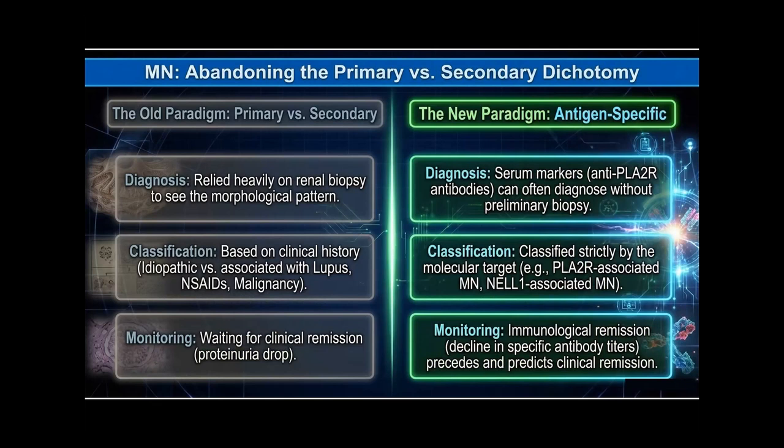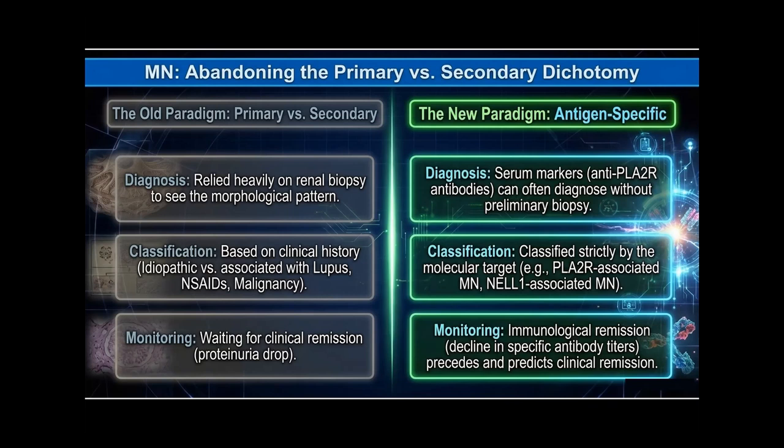Okay, now what was the old paradigm? The old paradigm is primary versus secondary. We used to talk as primary glomerulonephritis, where no cause could be found. Secondary to SLE, secondary to graft, secondary to streptococcal antigen, some sort of secondary cause we used to say. Diagnosis relied heavily on the renal biopsy to see the histological pattern. This classification was based on clinical history, idiopathic versus secondary. Monitoring was waiting for clinical remission and proteinuria to drop. This was the previous paradigm.